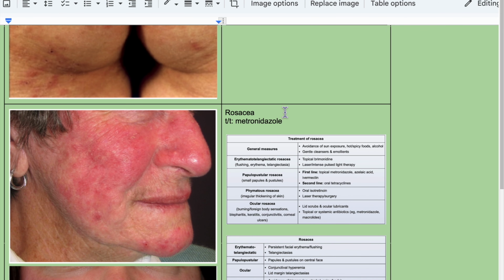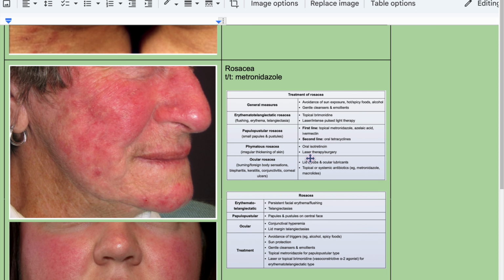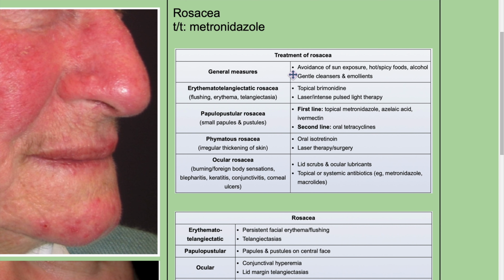Okay, so rosacea. Treatment is metronidazole. General measures are avoidance of sun exposure, hot spicy foods, alcohol, gentle cleansers, and emollients. Erythematotelangiectatic rosacea: flushing, erythema, and telangiectasia. Topical brimonidine, laser, intense pulse light therapy.